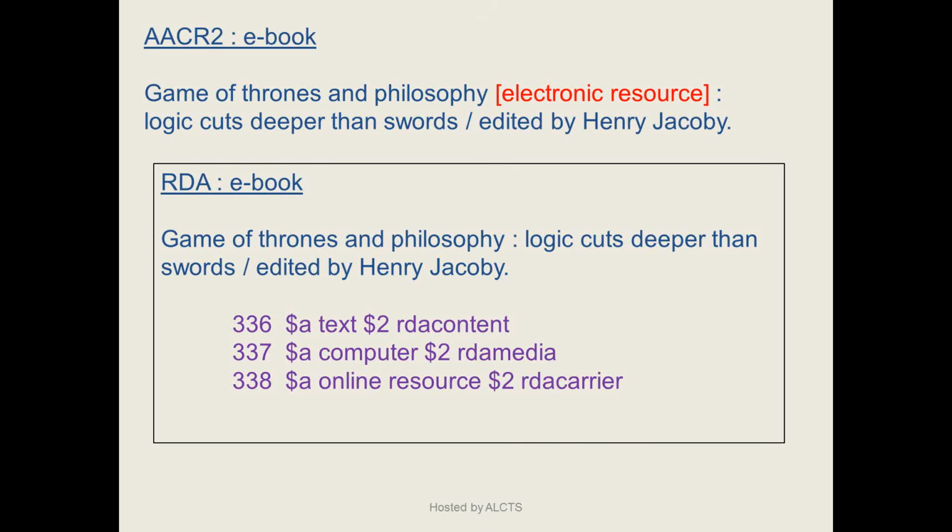Here's an example of a GMD in an AACR2 record. This is for the ebook, but electronic resource could also be for streaming video or for streaming audio. We can't really tell. Here's what would happen in an RDA record for that ebook. And again, I'm showing the MARC coding here, but in just a moment we'll see some OPAC displays. The text in red is what goes away, and it is replaced here for an ebook by content type text, media type computer, and carrier type online resource.